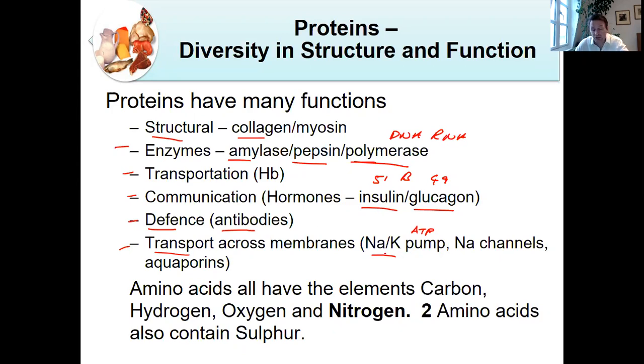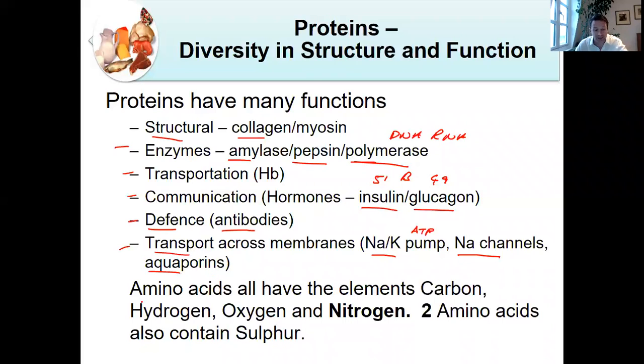The uptake of ions and glucose and amino acids in the proximal convoluted tubule, and also absorption in the small intestine. Sodium channels, these voltage-gated sodium channels, mean that action potentials are possible. And aquaporins, remember, from the kidney, you've got aquaporins in the collecting duct and the distal convoluted tubule. And by changing the number of aquaporins, you can alter the permeability of the membranes. So that was a quick run through of sort of diversity of function.